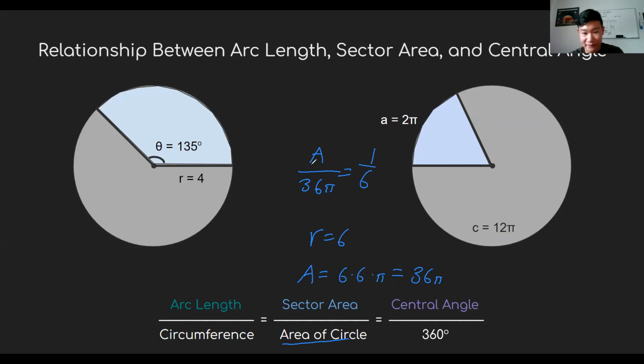And now all we have to do is isolate A, right? So what is A? Well, A is just this, and then I can multiply both sides by 36 pi, which will cancel out this, and I'll put that here. And then 36 pi over 6, 36 divided by 6 is just 6 pi. So the area of the sector in here is 6 pi.